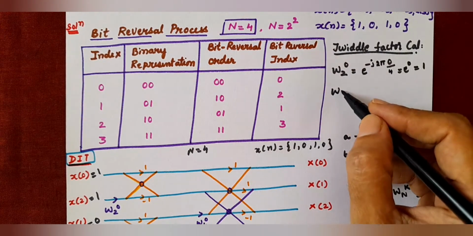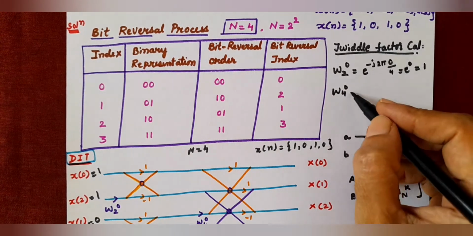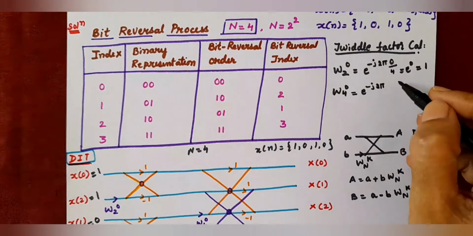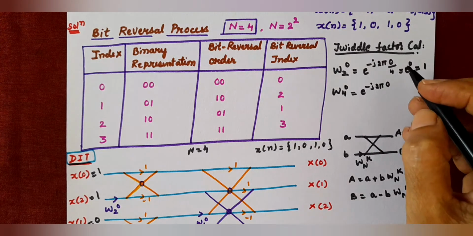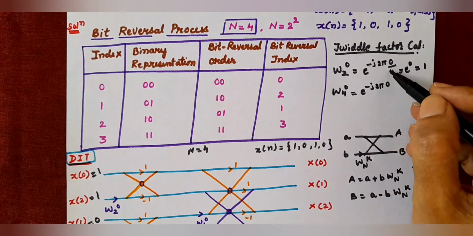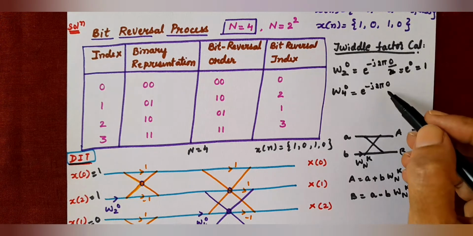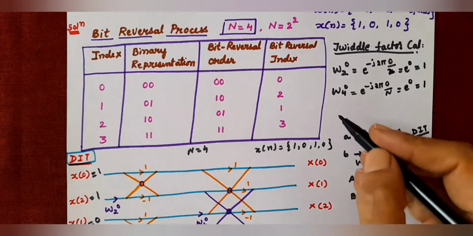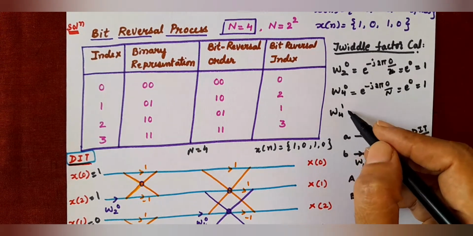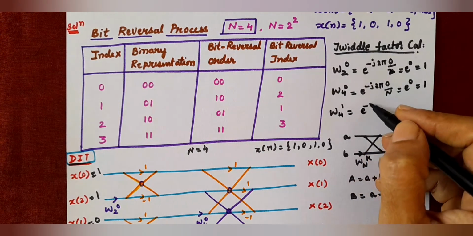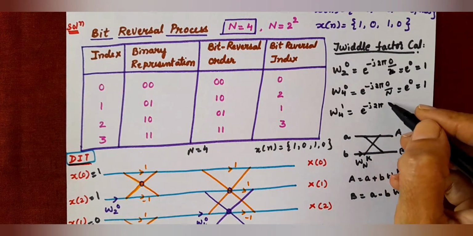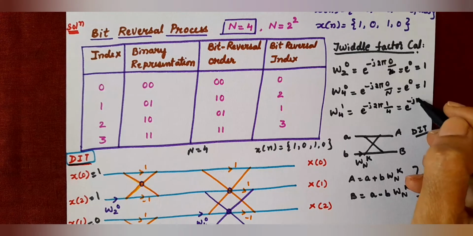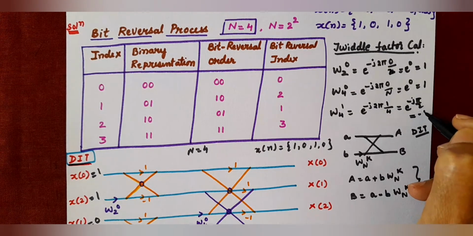Now what is the next twiddle factor? W4 to the power of 0 is equal to e to the power of minus j 2 pi k by N. K value is how much? 0. Here N value is 4. So 0 by 4, which is coming to be as e to the power 0, is equal to 1. Next twiddle factor is W4 to the power of 1, e to the power of minus j 2 pi k by N, k is 1, N is 4. It's coming to be as e to the power of minus j pi by 2, its value is coming to be as minus j.